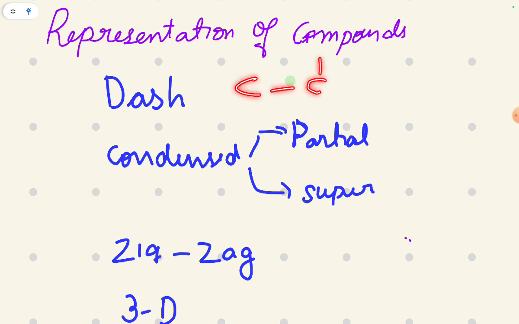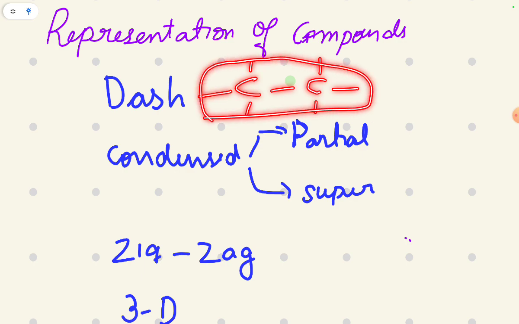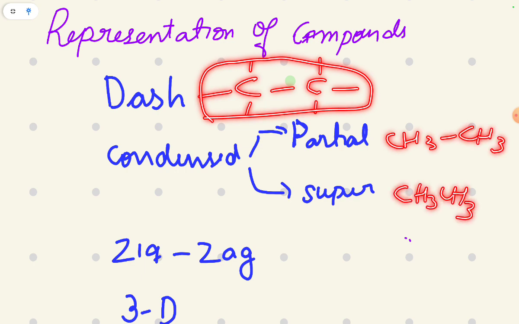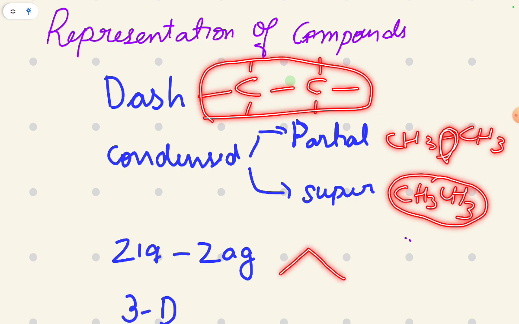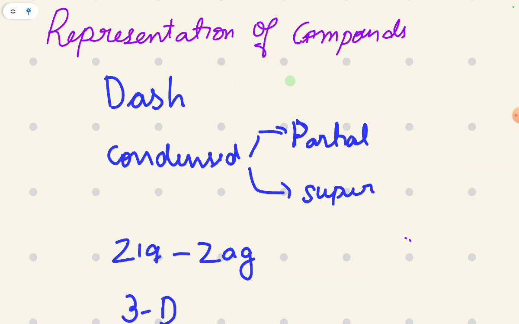See, here all the bonds between the carbons are shown. This is your dash, while this is partial condensed, and this is super condensed. Here only the C-C bond is shown, here no bonds are shown. The zigzag, this is your... oh wait, no, let us take a different example.